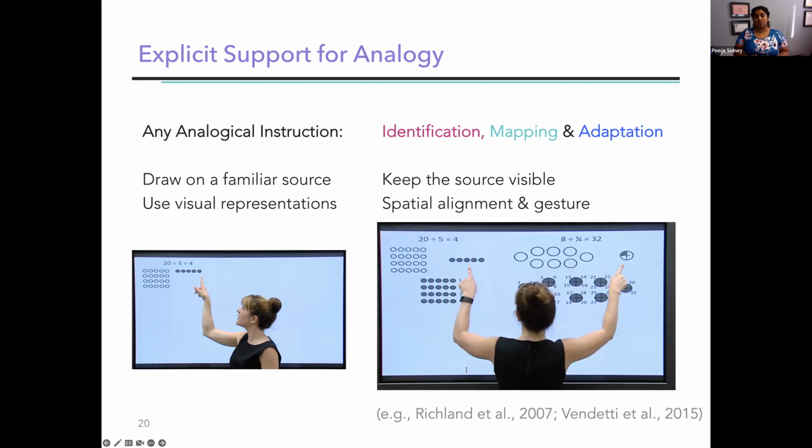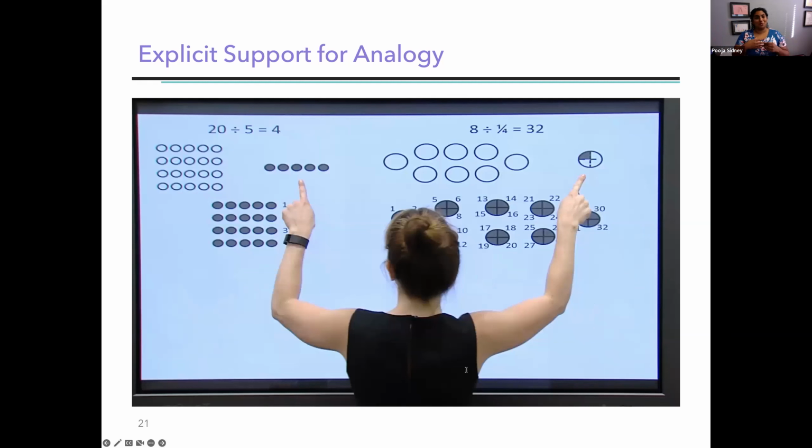On top of that, Richland and colleagues have argued that to fully support identification, mapping, and adaptation, teachers should keep that source problem visible during target instruction. They should align the visual representations in space, and they should use gesture to highlight the corresponding elements. So, Richland and her colleagues have really nicely argued that this type of direct, explicit instruction on analogy is necessary in some cases because without it, engaging in analogical reasoning really can tax working memory. And when that happens, learning might be unlikely to occur.